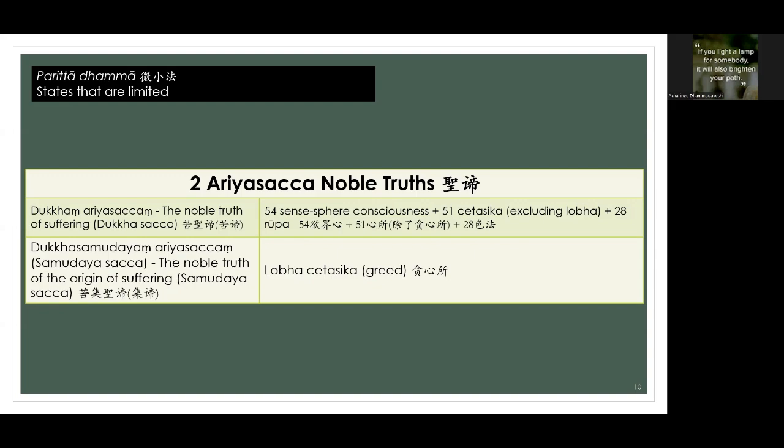So, here, because we have akusala dhamma, we have the lobha cetasika there. Therefore, we have lobha being classified under samudaya sacca. All the remaining dhammas are classified under dukkha sacca. So these are the 54 kāmāvachara chitta, the 51 cetasika excluding lobha, and the 28 rupa.